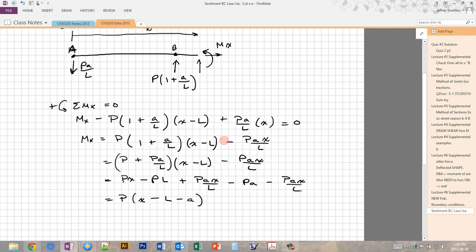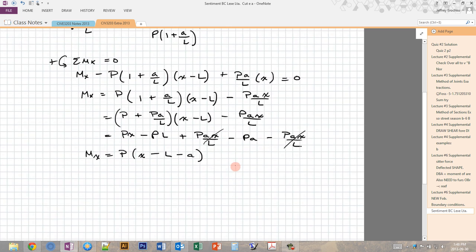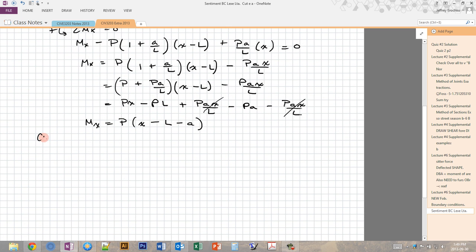So then I am expanding this equation and collecting the like terms. These ones drop away because they're equal and opposite, and then we end up with this expression for Mx. Okay, now again we go through the same thing. We find the curvature. Okay, so this curvature, which again is d squared y over dx squared, equals M over EI, which equals, we just have P over EI, (x minus L minus A).